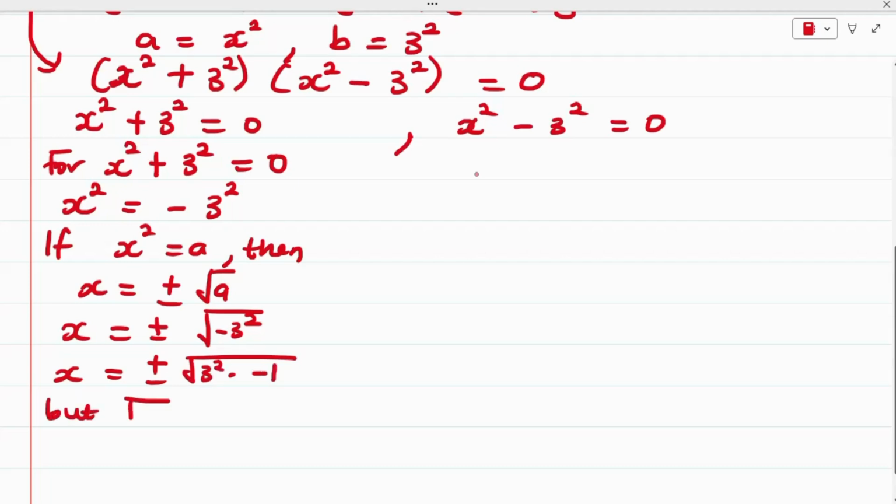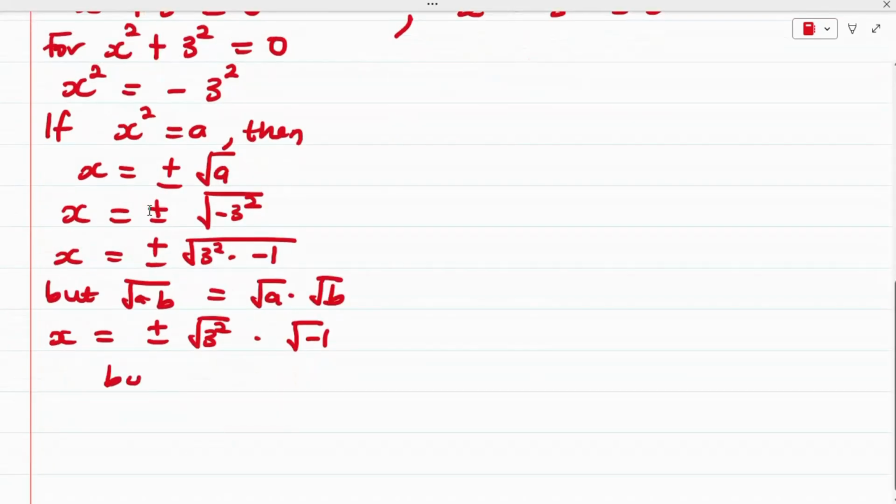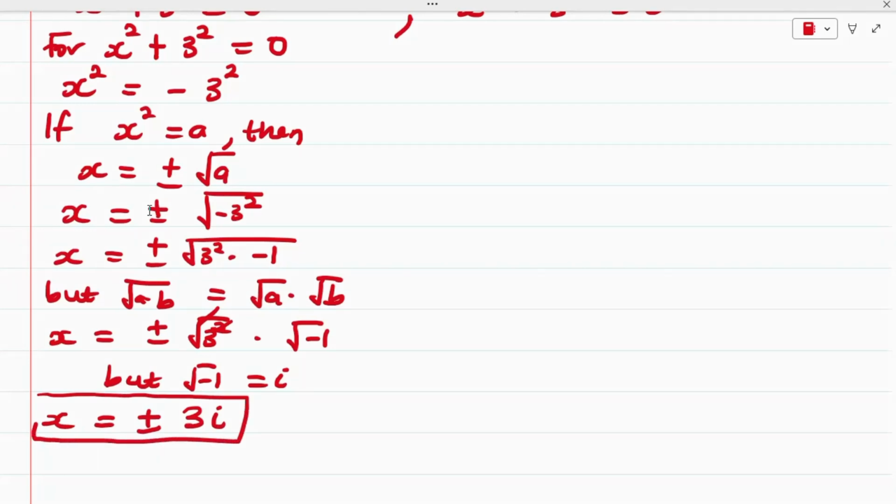But if we have the root of a multiplied by b, this is equal to the root of a multiplied by the root of b. So x is equal to plus or minus the square root of 3 squared multiplied by the square root of negative 1. But the root of negative 1 is equal to i. So x is equal to plus or minus, we cancel the square and the root, and we have 3i. So we have the first values of x.